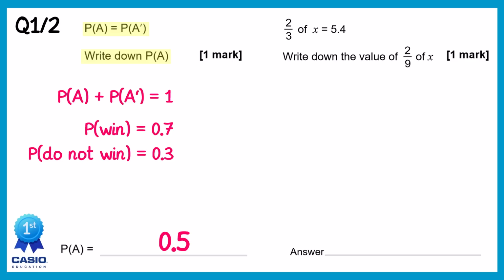In the second question, we're told that 2/3 of x is equal to 5.4, and we need to write down 2/9 of x. To do this, we need to think about how we get from 2/3 to 2/9. One way of doing this is dividing it by 3. If you divided 2/3 by 3, that will be the same as multiplying it by 1/3. And you can see here 2 times 1 is 2 and 3 times 3 is 9. So to go from 2/3 to 2/9, we divide by 3 or multiply by 1/3. So you can take 5.4 and either multiply it by 1/3 or divide it by 3. Both of them will give you the answer 1.8, which is the answer to the question.